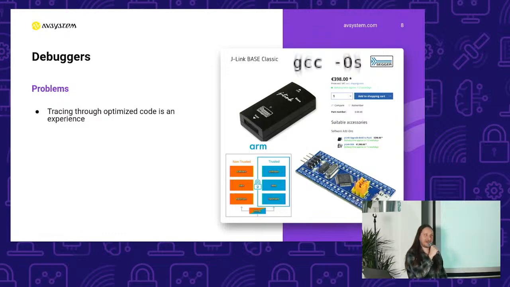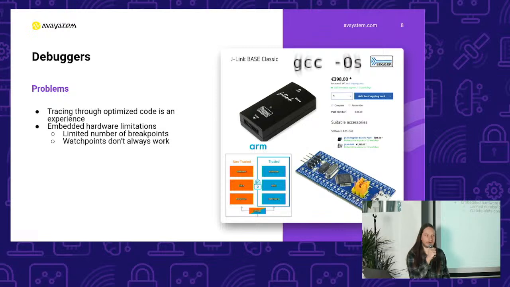To get the code to fit on our device, we probably need to turn on optimizations, and if you ever trace through optimized code, then you know that it is an experience. And also, we need to know about the limitations of embedded hardware, because we can have a limited number of breakpoints, so we are not able to just use them as we want. Watch points may not even work or behave weirdly. And we need a debug probe.